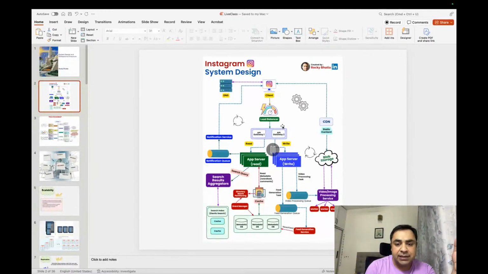Because unless someone is able to understand what a queue is doing, where I have to place my queue, where I have to make use of a CDN, why DNS is coming into the picture, or if I have a scenario where I have to do some searching on my platform, then search-based systems are required.